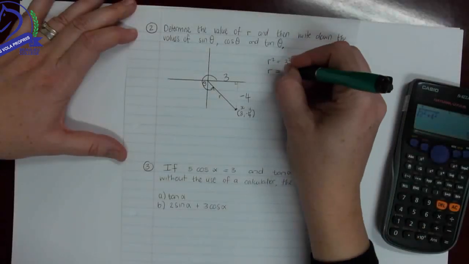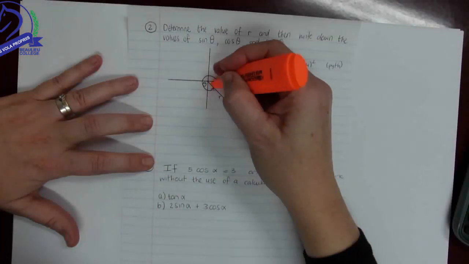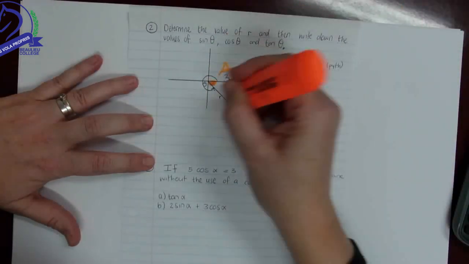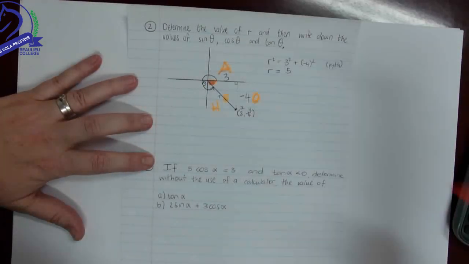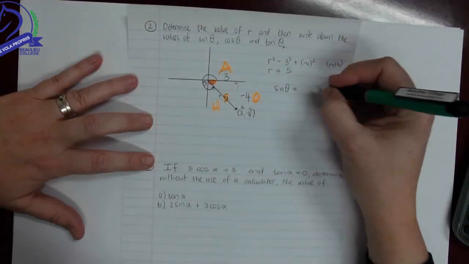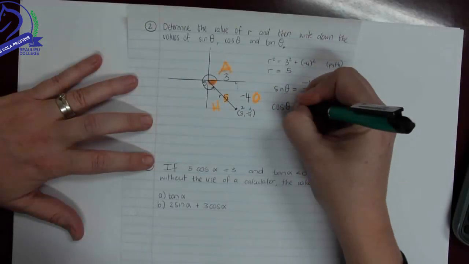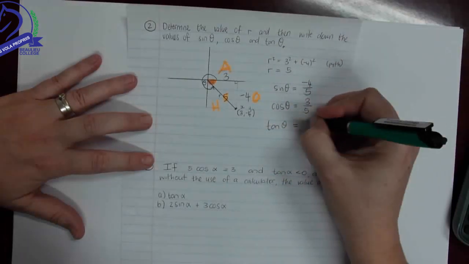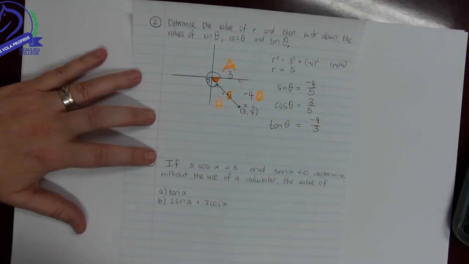At this stage, that would have been a natural answer, I hope. So, in terms of this angle here, that is my A, that is my O, that is my radius, and that's got an answer of 5. Okay, so sine theta is O/H, so it's -4/5. Cos theta is 3/5, and tan theta O/A, minus 4 over 3. Very easy.